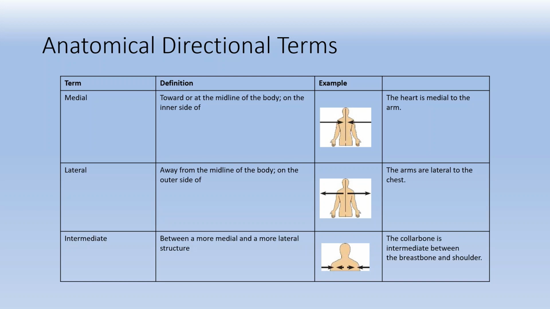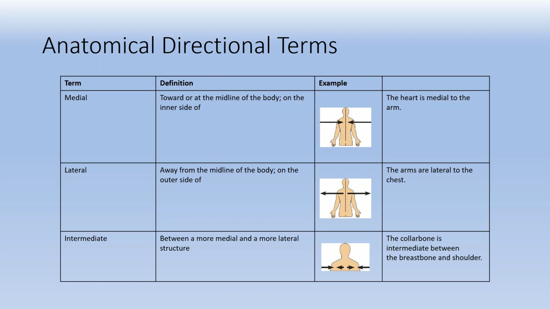The opposite of medial is lateral. Lateral means away from the midline. You could say that the arms are lateral to the chest. You could also say that the thumb is lateral to the pinky. In anatomical position, we can say that the thumbs are pointed laterally, or the thumbs are pointed away from the midline of the body.